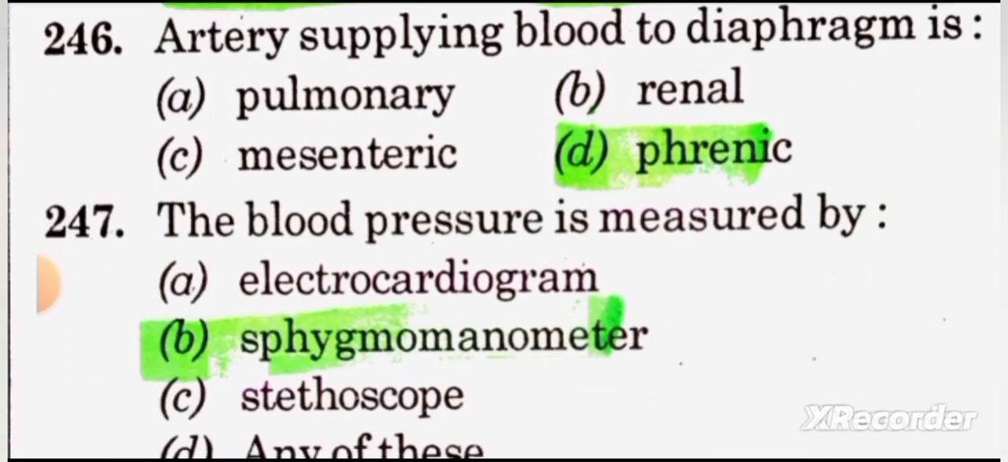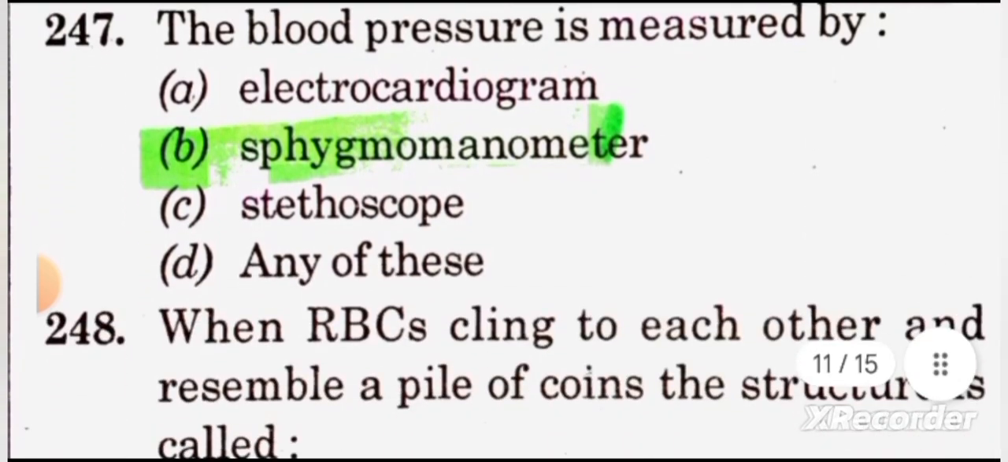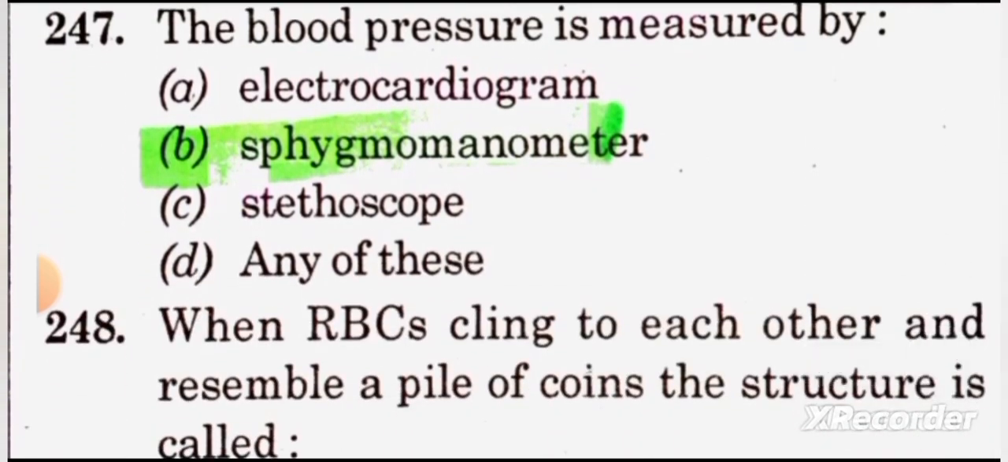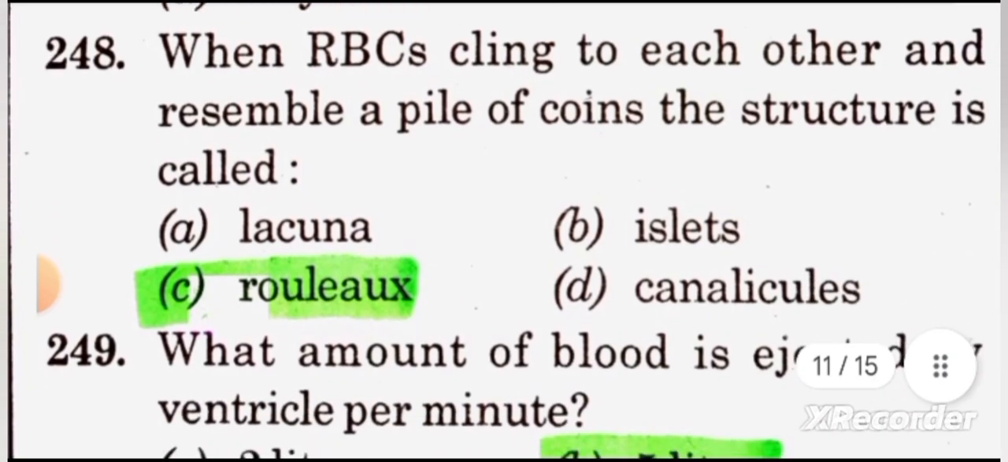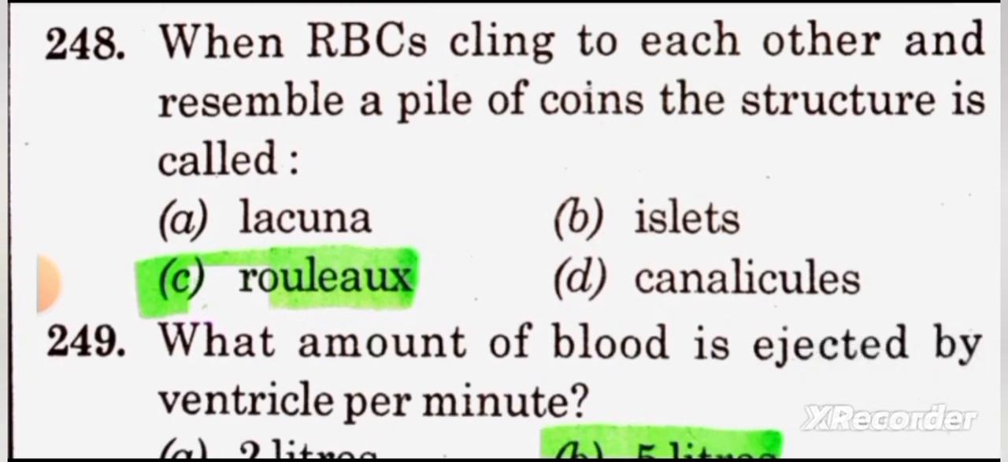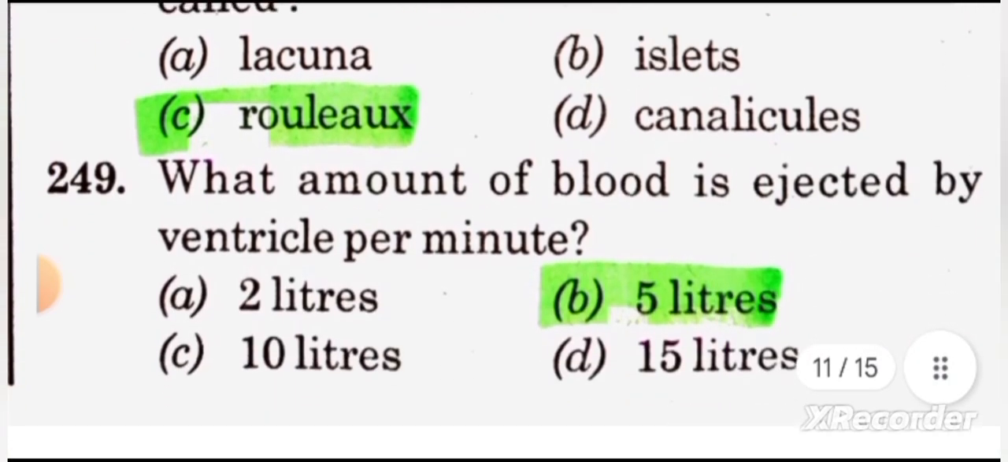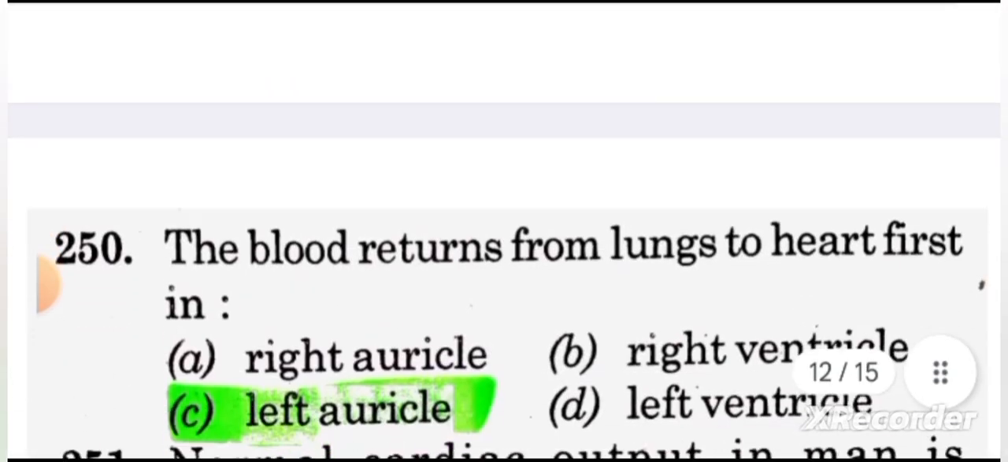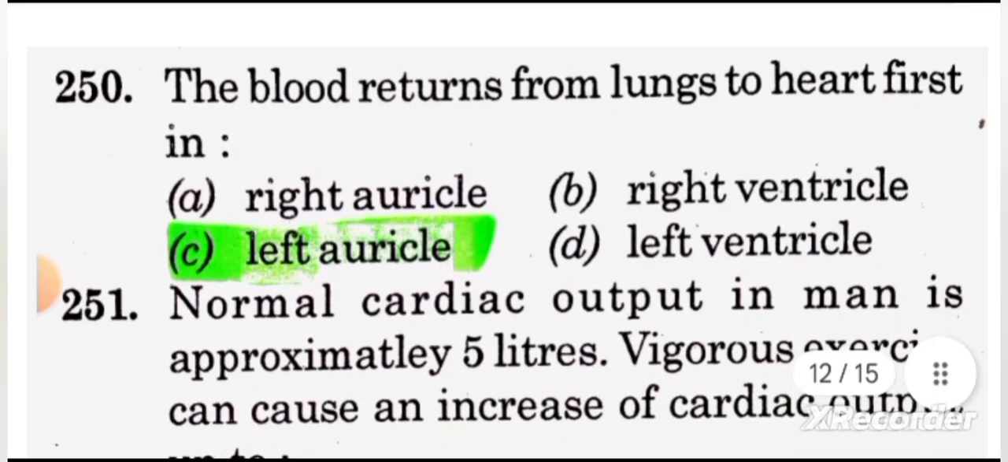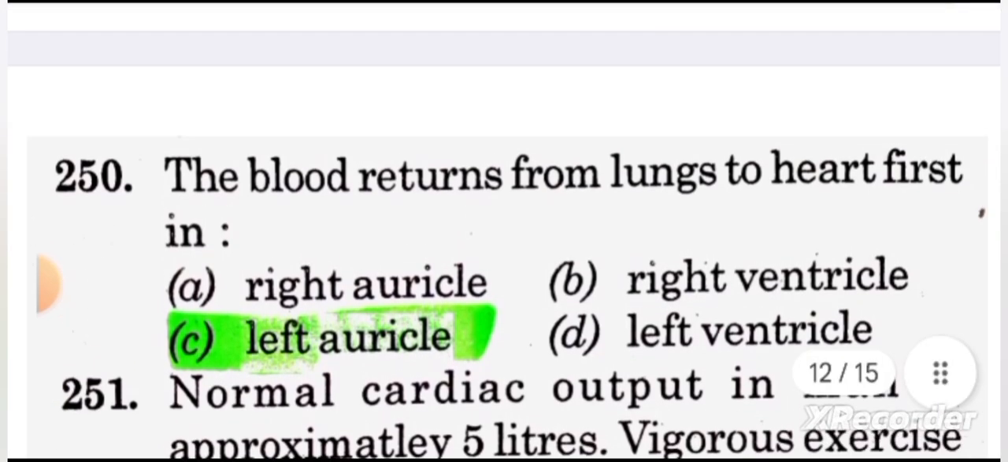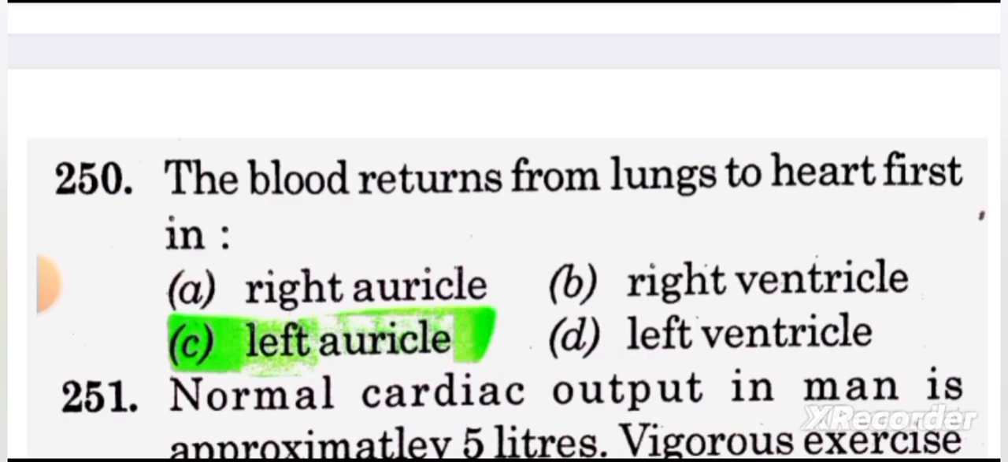Next, 246. Artery supplying blood to diaphragm is answer D, phrenic. Next, 247. The blood pressure is measured by answer B, sphygmomanometer. Next, 248. When RBCs cling to each other and resemble a pile of coins, the structure is called answer C, rouleaux. Next, 249. What amount of blood is ejected by ventricle per minute? Answer B, 5 liters. Next, 250. The blood returns from lungs to heart first in answer C, left auricle.